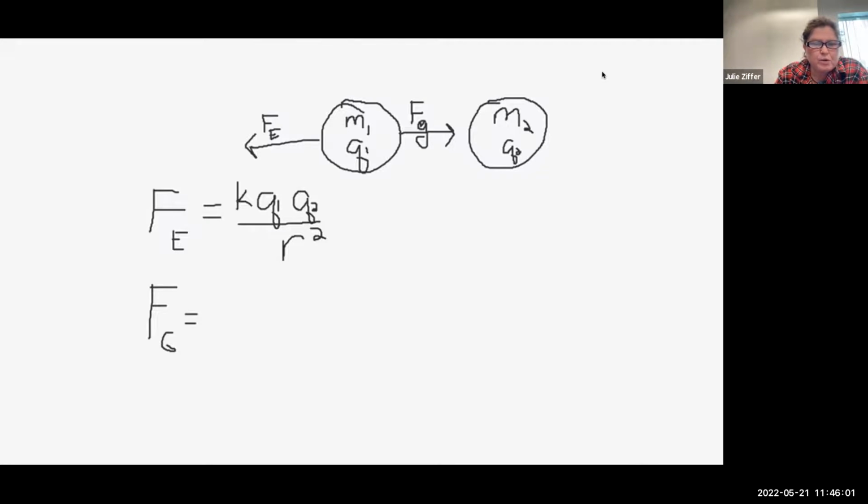But we don't know yet how big the masses are. So if the masses happen to be very, very big, say, the size of the sun, then maybe this force would be bigger than the electric force, especially if these charges are very, very small. So if these two masses are big and these two are small, then maybe this would be bigger, but you'd have to make the masses really, really big.